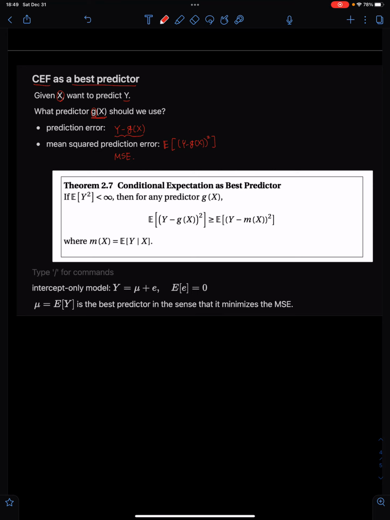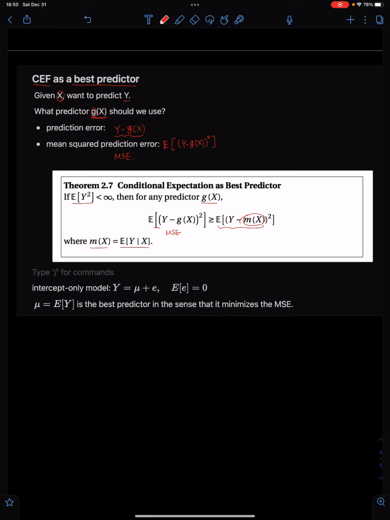There is a theorem, and the theorem states that when your y outcome's variance is finite, then for any predictor g of x, the mean squared error of your predictor g of x will be greater than or equal to the mean squared error you get when you use m of x as your predictor, where m of x is just the conditional expectation function. In other words, m of x, the expectation of y given x, is the best predictor in the sense that it minimizes the mean squared error.